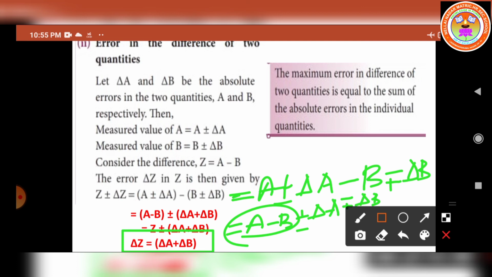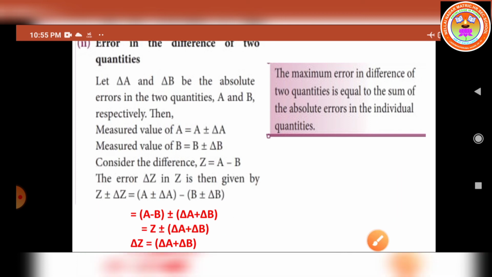The maximum error in the difference of two quantities, that is delta Z, is equal to the sum of the absolute errors in the individual quantities. The maximum error in the difference of two quantities is equal to the sum of the absolute errors in the individual quantities. So what is the final formula here? Delta Z is equal to delta A plus delta B.